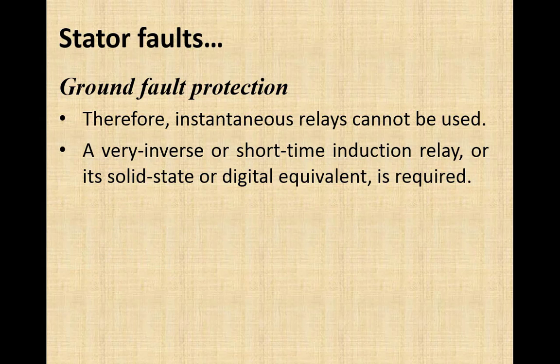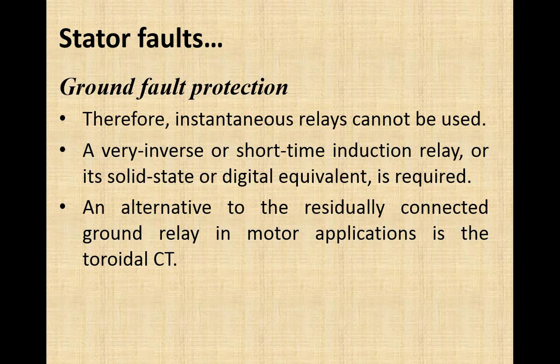Now the problem with this type of protection is, again we are taking current from the phase connected CTs which have a very high CT ratio. So in case of low magnitude of fault current, we may not be able to get a sufficient value of zero sequence current so that the relay could operate on that current. To solve this problem, the alternate to this residually connected CT is a toroidal CT or flux summing CT.